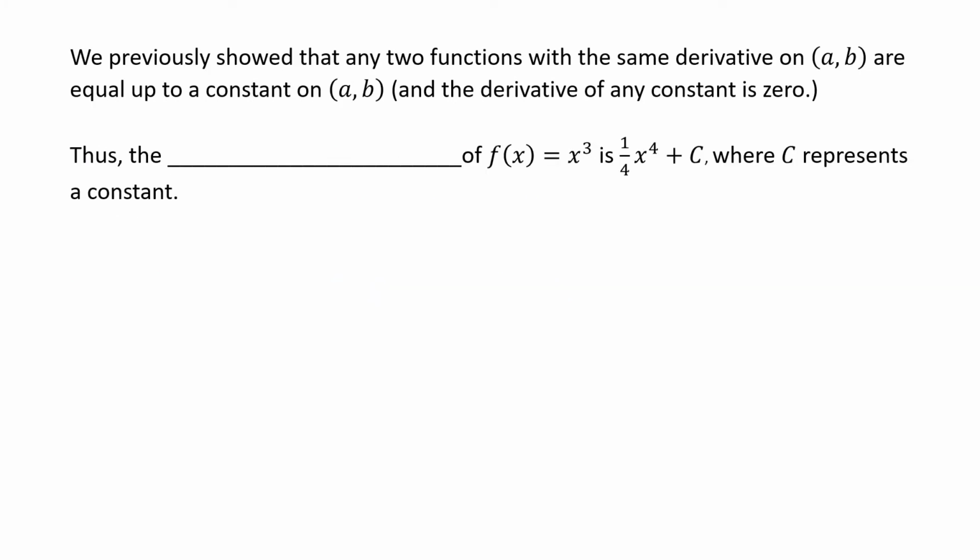We previously showed that any two functions with the same derivative on the open interval from a to b are equal up to a constant on the same interval from a to b, and the derivative of any constant is 0. Thus, the general antiderivative of f of x is 1/4 x to the fourth plus c, where c represents a constant.